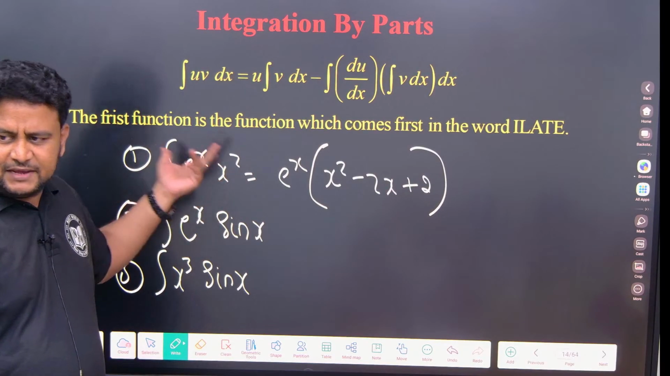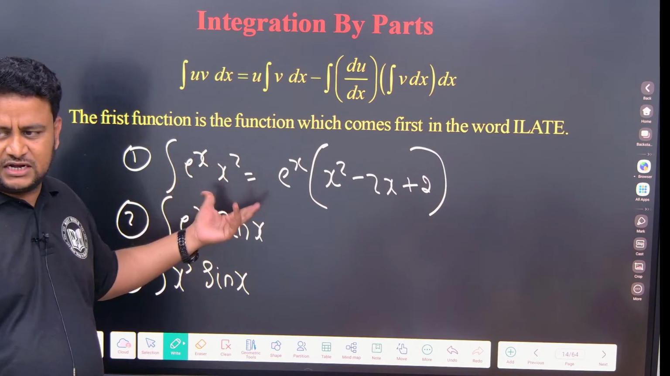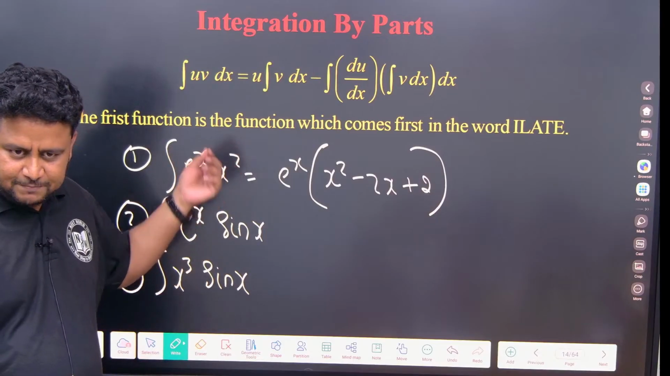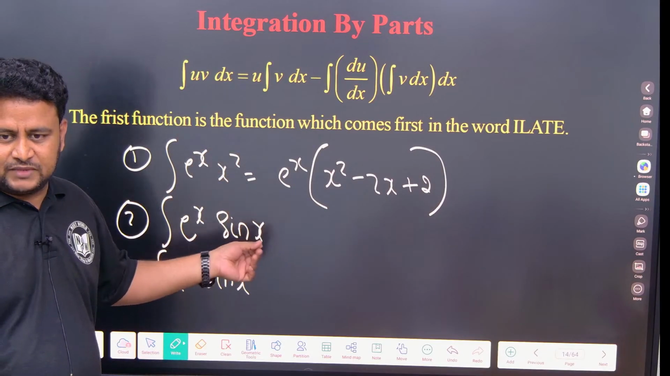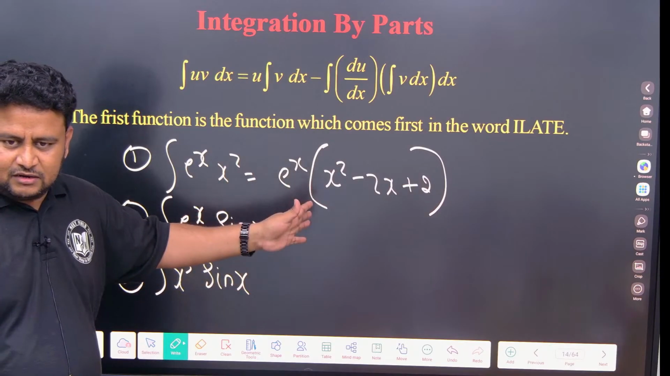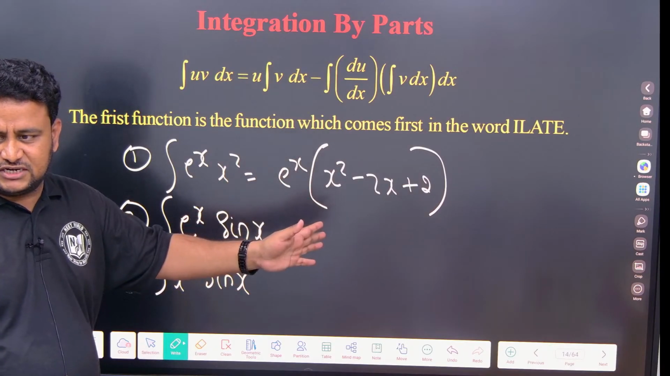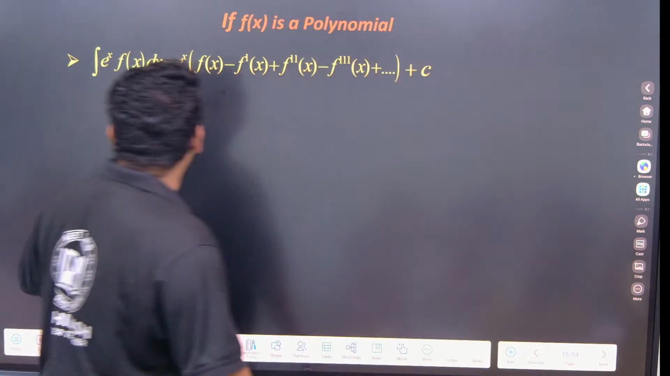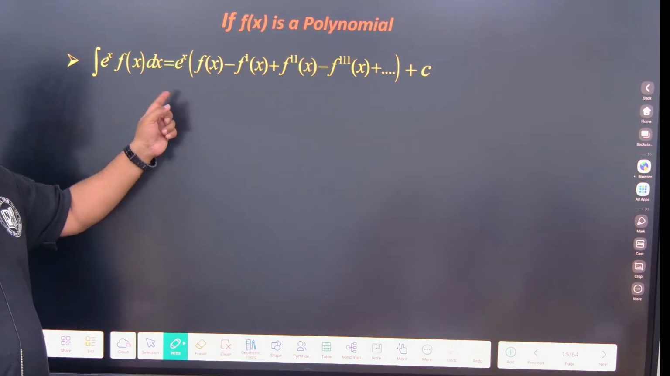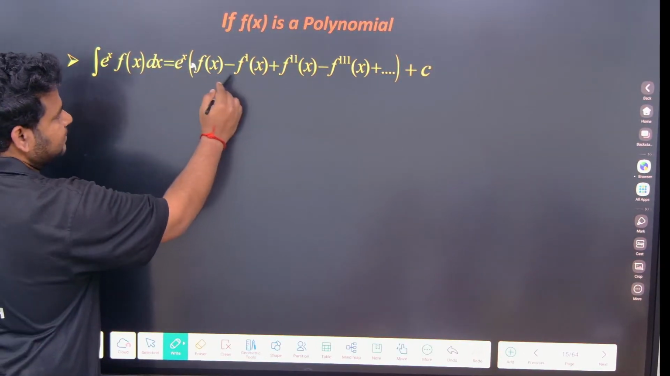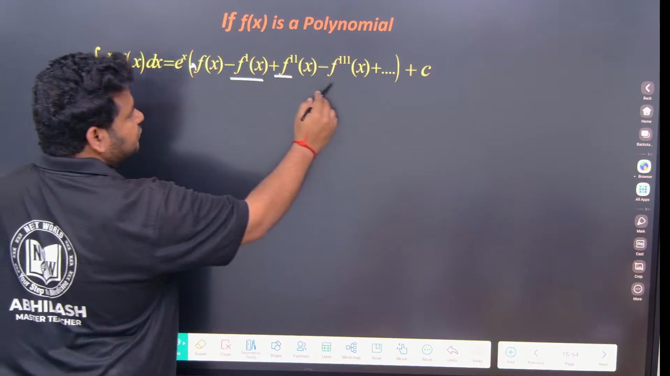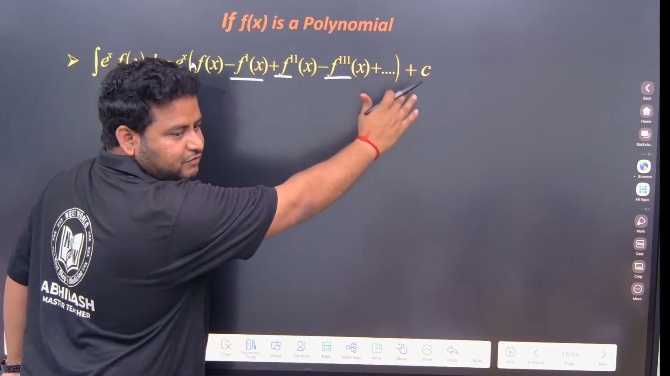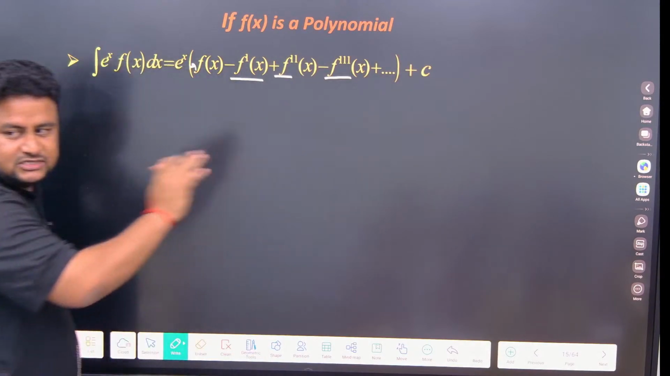No matter what, let it be any polynomial, e power x into some polynomial, let it be x cube minus x power 4 something. First write e power x into the same function. Next minus sign, differentiate, then second differentiate, like that, plus sign, it goes on. So that is the formula we are having here: integral of e power x into f of x dx is e power x into f of x minus f dash of x plus f double dash of x minus f triple dash of x, it goes on till the question ends, that is till we get 0.